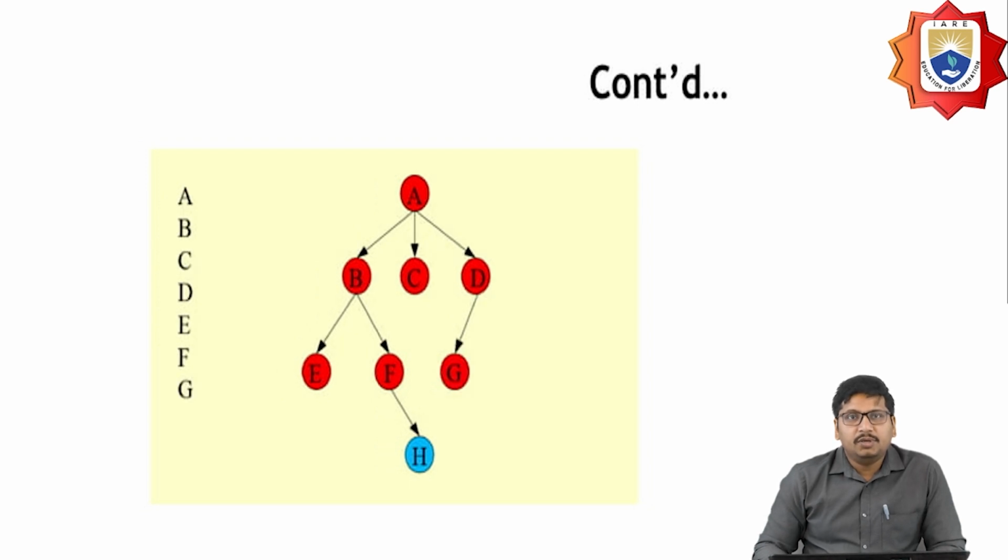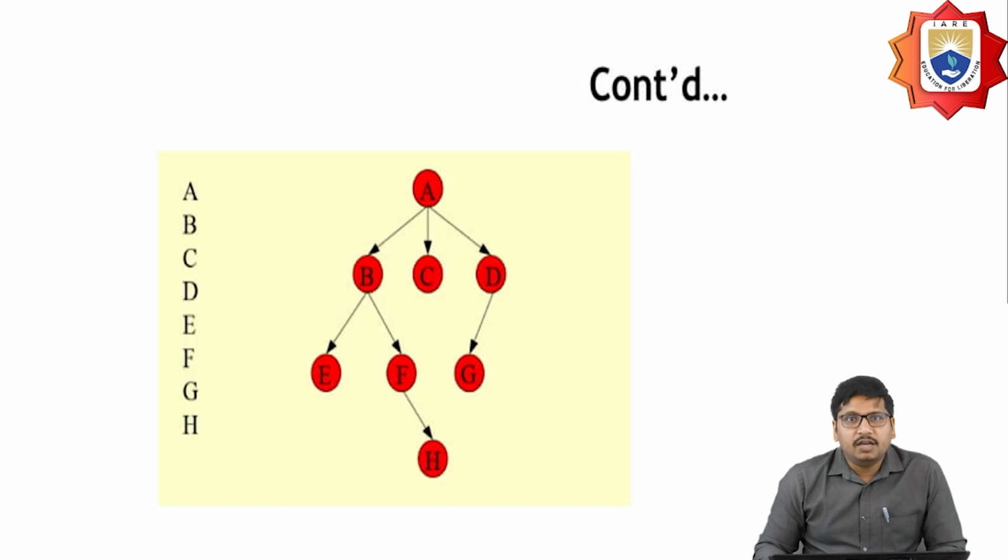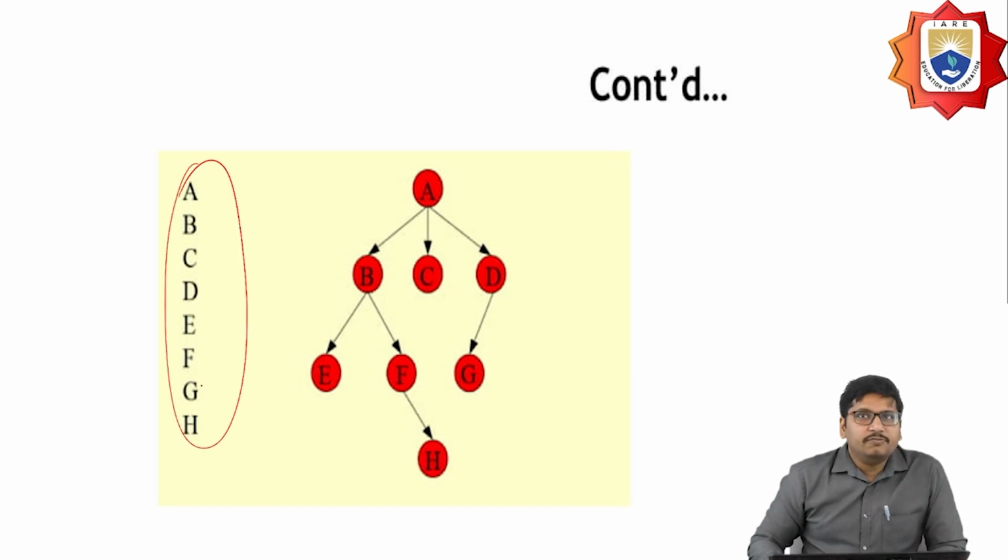So once this one is completed, I have to go for the next level. So for F, I have only one, H. So this should be the BFS order of this given graph.